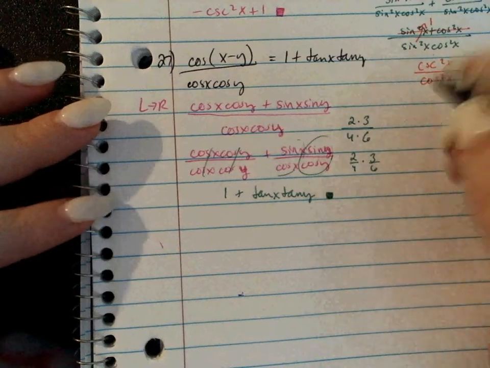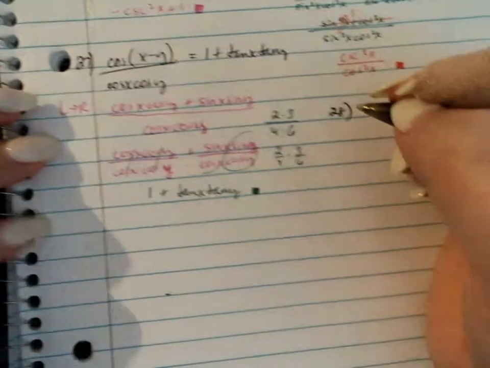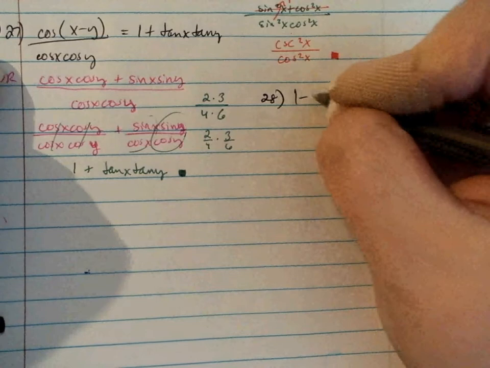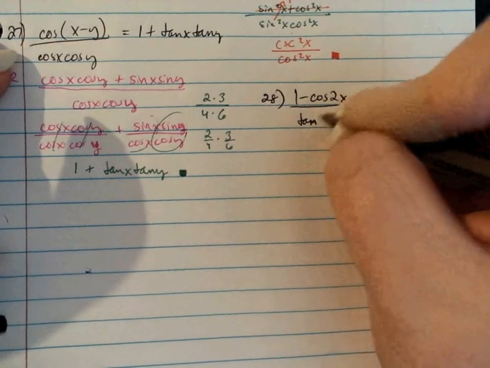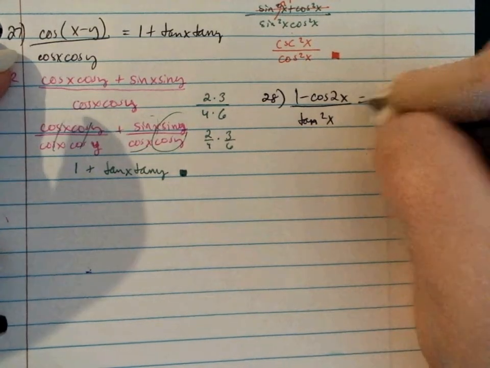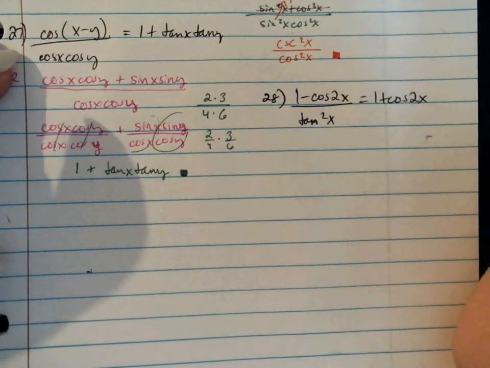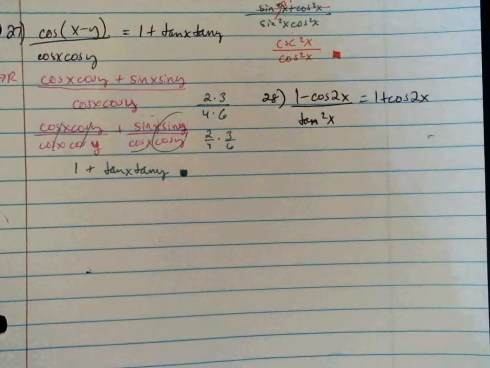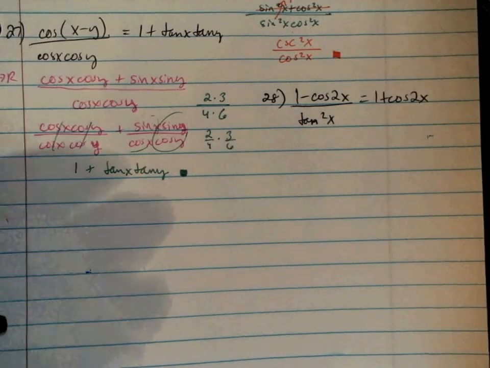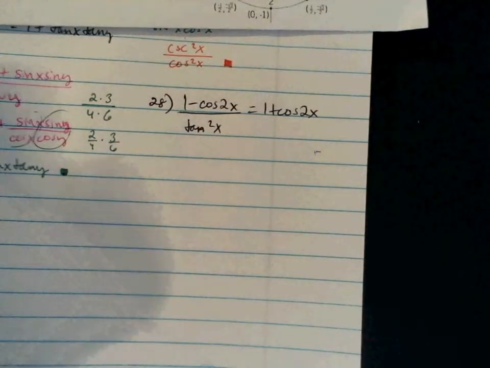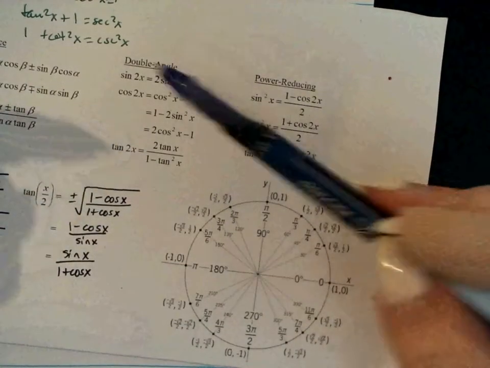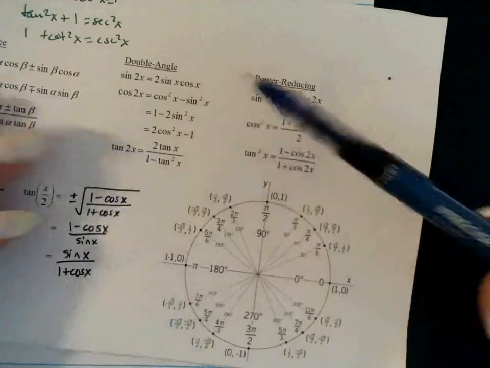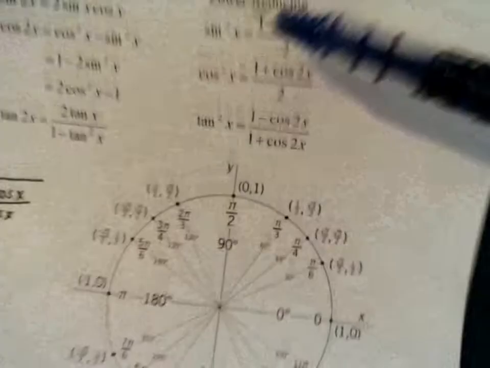Number 28 says 1 minus cosine 2x, okay, we're in double angles, divided by tan squared equals 1 plus cosine 2x. Interesting. Okay, so before I go anywhere with these, I'm going to remind myself of what I can do with 1 minus cosine 2x and 1 plus cosine 2x. If you look at the power reducing, I use those so often, although you don't have to, you can definitely use your double angle. It's just faster to go this route.